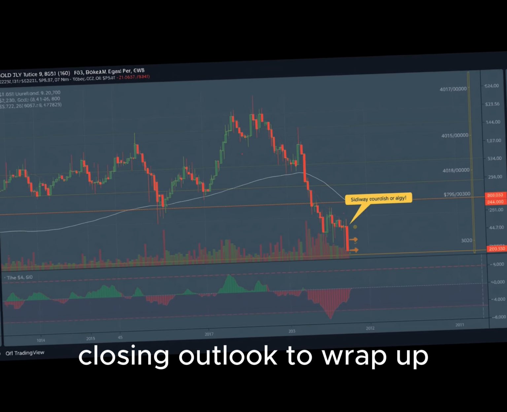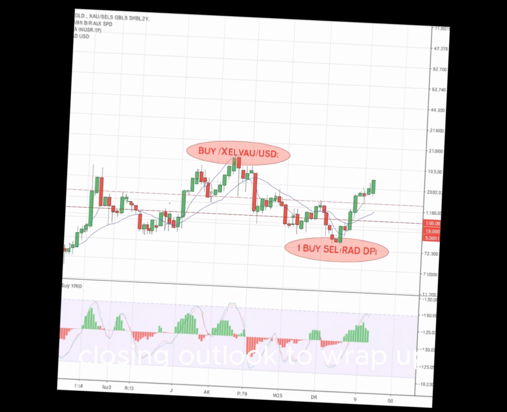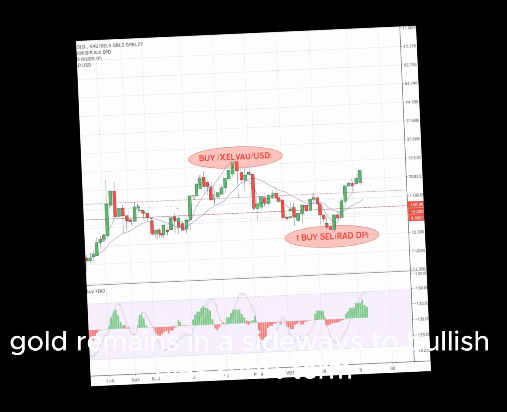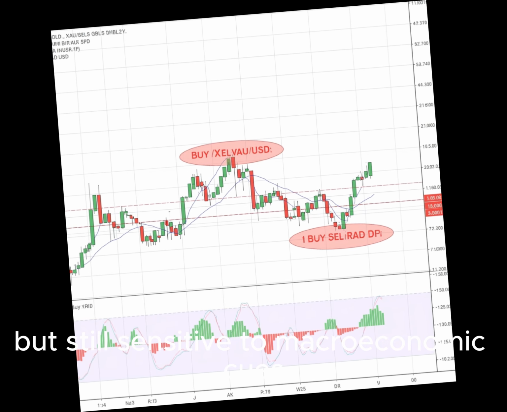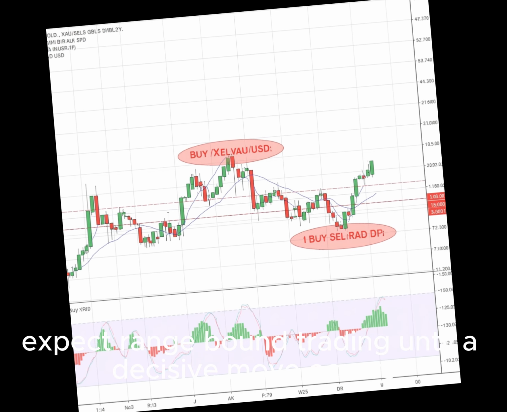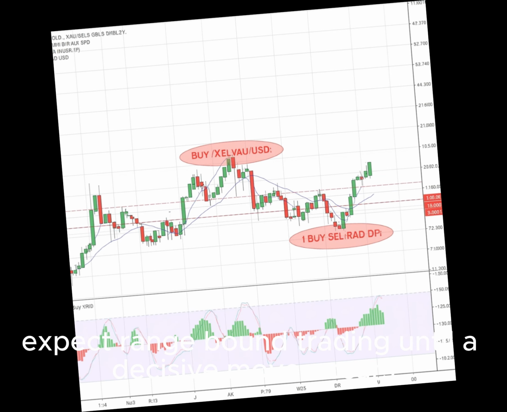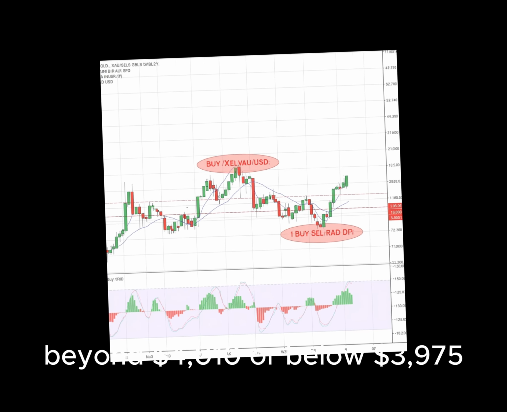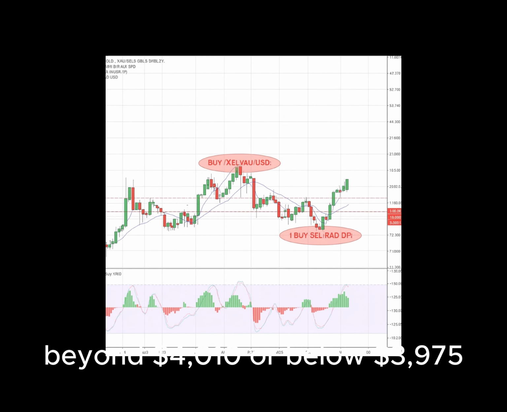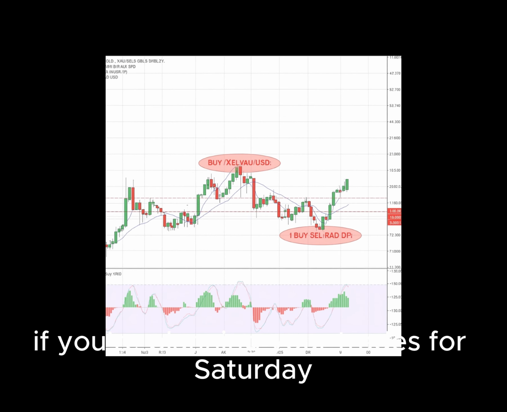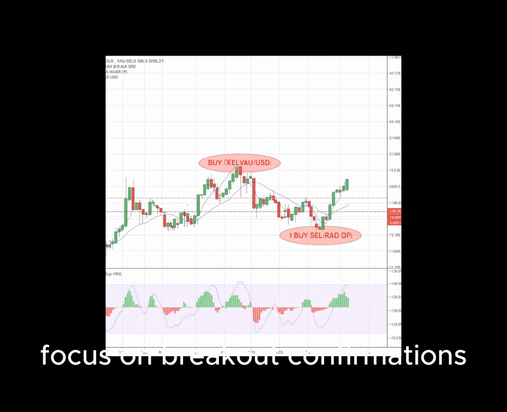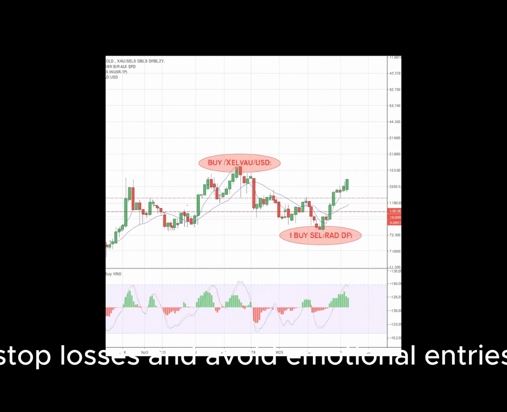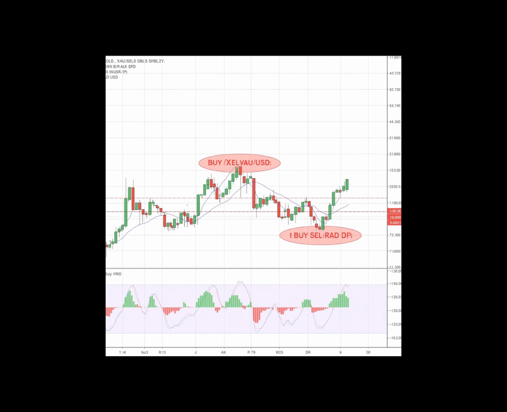Closing outlook. To wrap up, gold remains in a sideways to bullish bias short term, but still sensitive to macroeconomic cues. Expect range-bound trading until a decisive move occurs beyond $4,010 or below $3,975. If you're planning your trades for Saturday, focus on breakout confirmations, maintain disciplined stop losses, and avoid emotional entries.